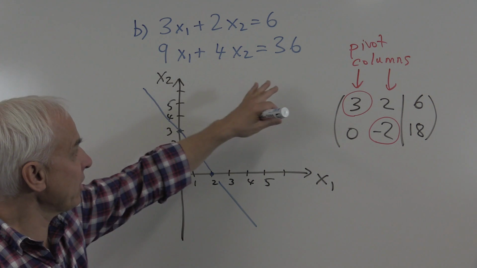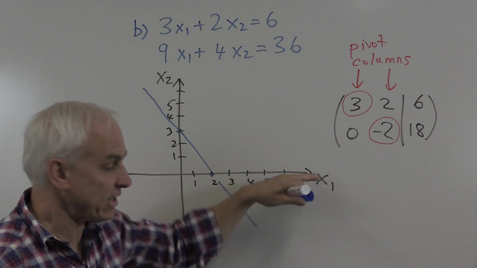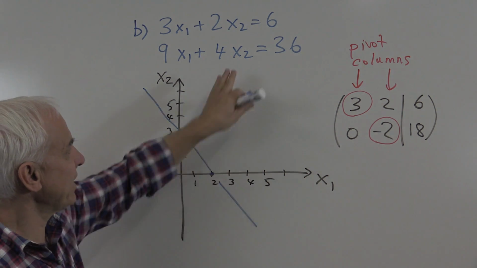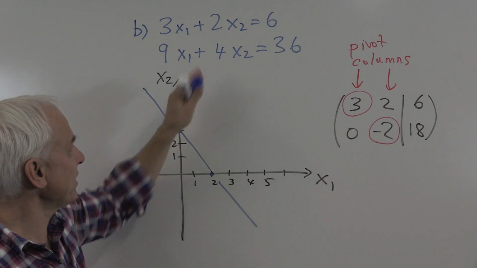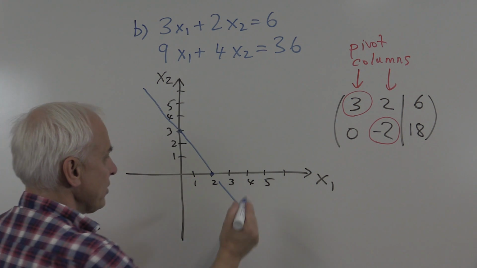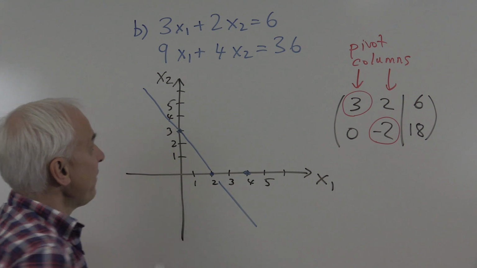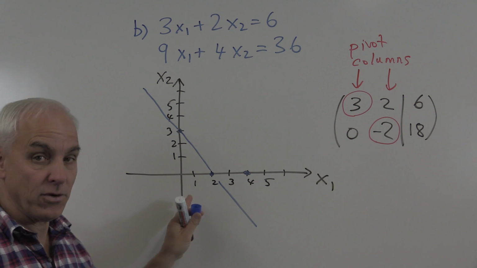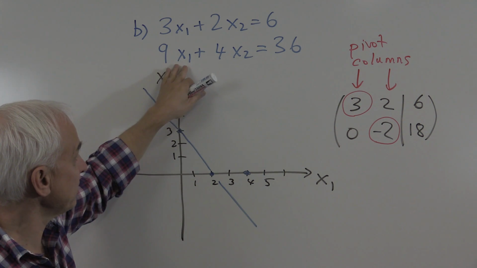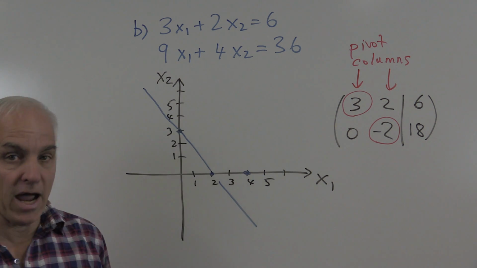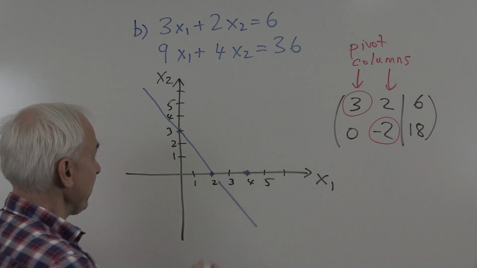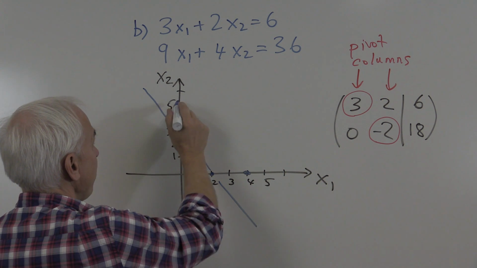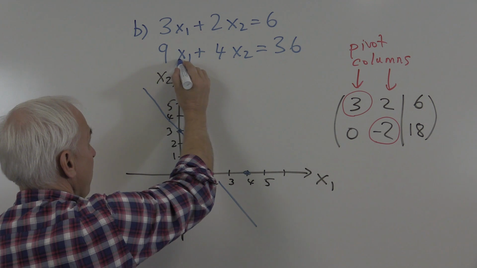All right, what about the second equation? To find its x1 intercept, we set x2 equal to 0, in which case x1 is 36 over 9, which is 4. To find the x2 intercept, we set x1 equal to 0. So if we set x1 equal to 0, then x2 is equal to 9. Where is 9 on our picture? Well, 1, 2, 3, 4, 5, 6, 7, 8, 9. Up here probably somewhere.